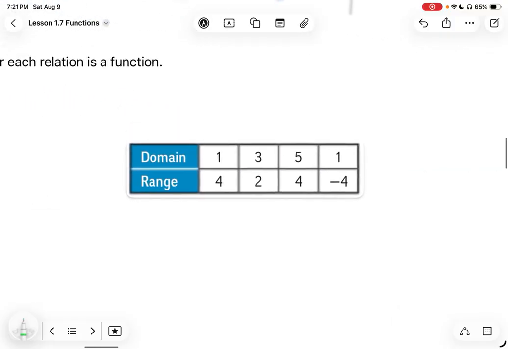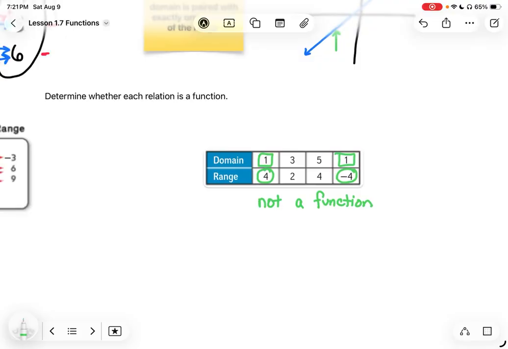If we come over and look at this table, we're asking ourselves a similar question. Do we have anything in the domain that matches to more than one thing in the range? And the answer is yes. We have something in the domain that is repeated. This number 1 appears in the domain twice, and that would be okay if its corresponding element in the range was the same, but it's not. The first number 1 matches up to 4, and the second number 1 matches to -4. So this is not a function because of those two ordered pairs, (1, 4) and (1, -4).